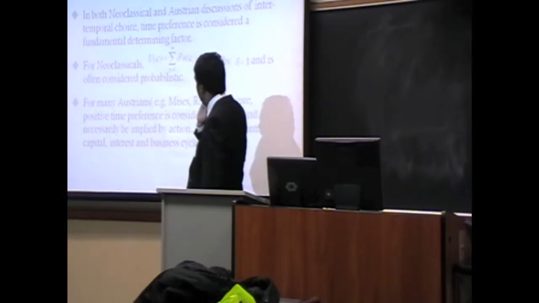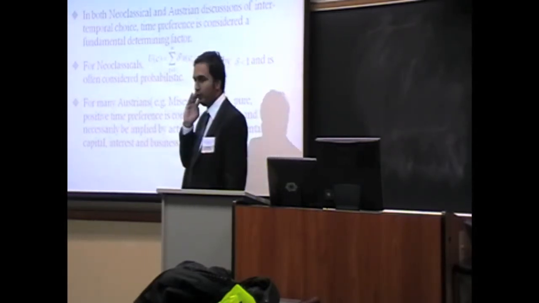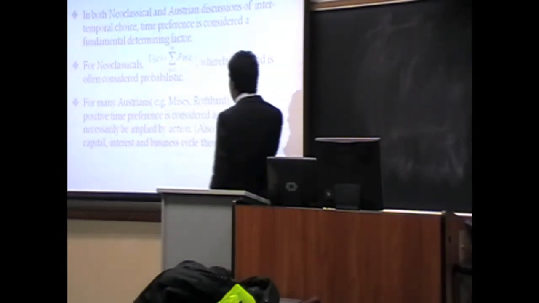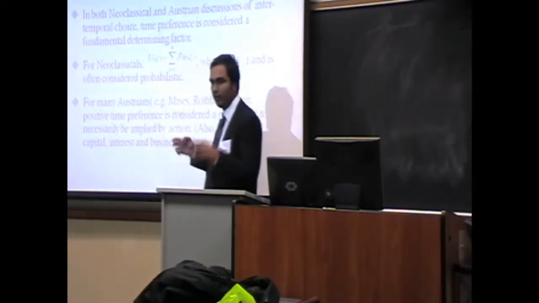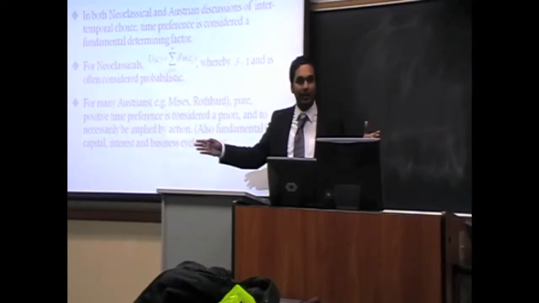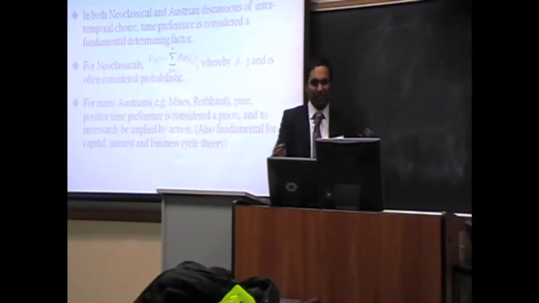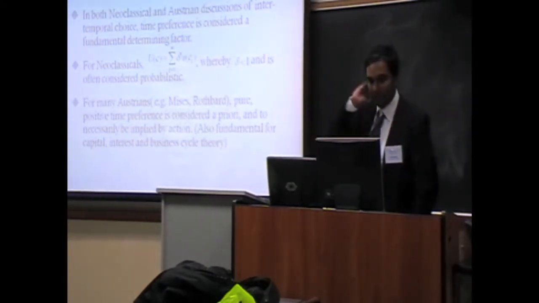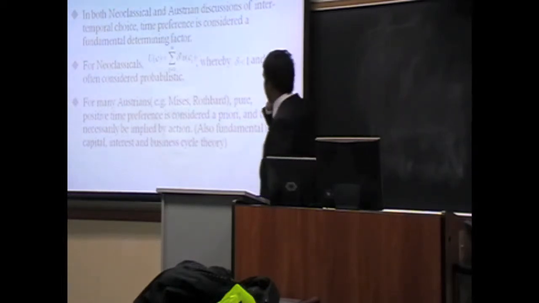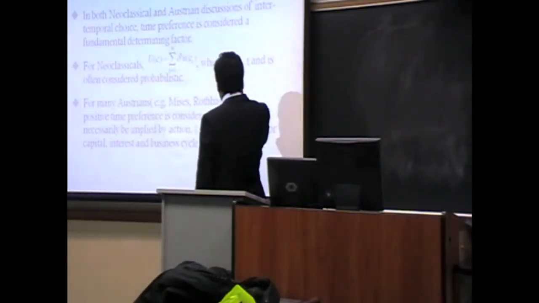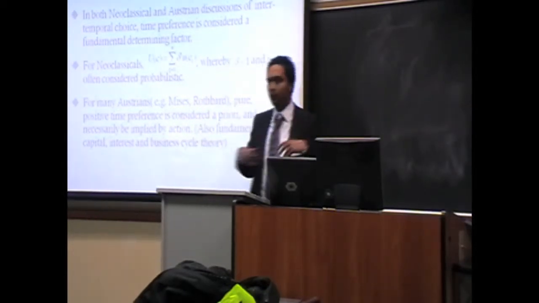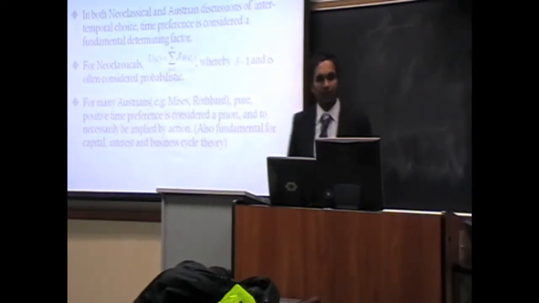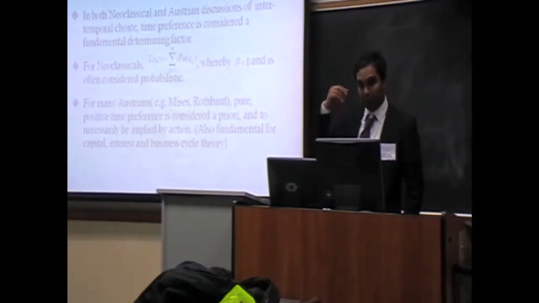So for neoclassicals, what you would tend to find is that if you have some sort of utility, and you want to talk about the utility from a set of planned actions that go on, I've made an infinite sum series here. I really don't care about realism at the moment, but it's just a description. Whereby delta is less than 1. So this is how you model your discount of future gains from action compared to present gains from action.